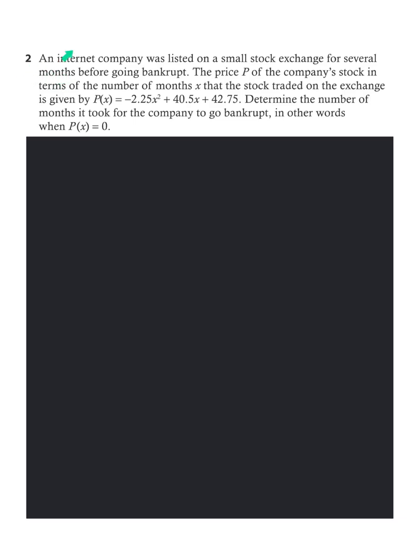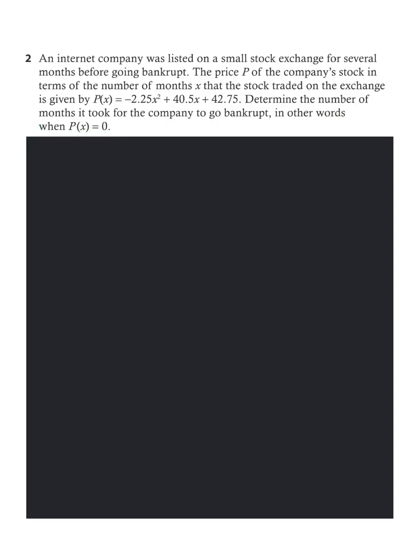Let's have a look at question 2. It's practice 8, page 436. An internet company was listed on a small stock exchange for several months before going bankrupt. The price P of the company's stock in terms of the number of months X that the stock traded on the stock exchange is given by P equals this expression. Determine the number of months it took for the company to go bankrupt, in other words, when P equals 0, when the function equals 0.